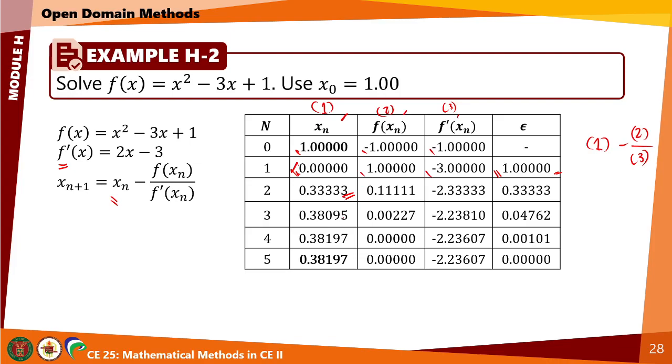Then, we continue and continue. Kung mapansin mo, ang bilis niyang mag-converge. Dito, sobrang liit na ng error. And we will see na yung solution converges to the smaller root after 5 iterations lang.